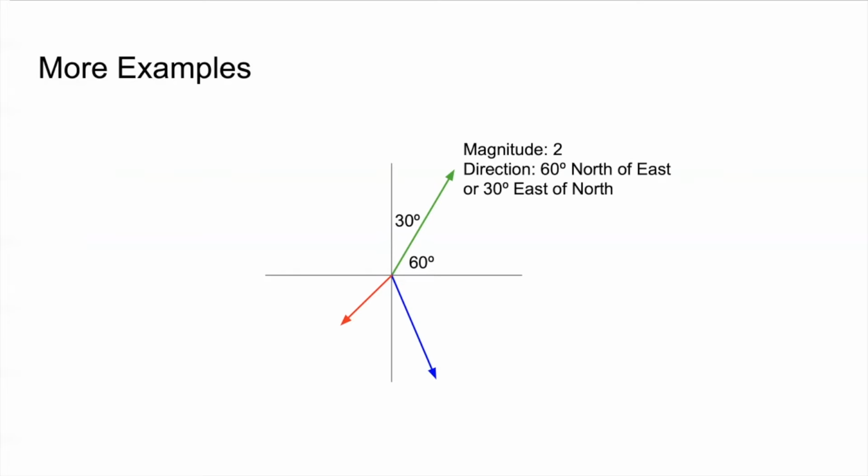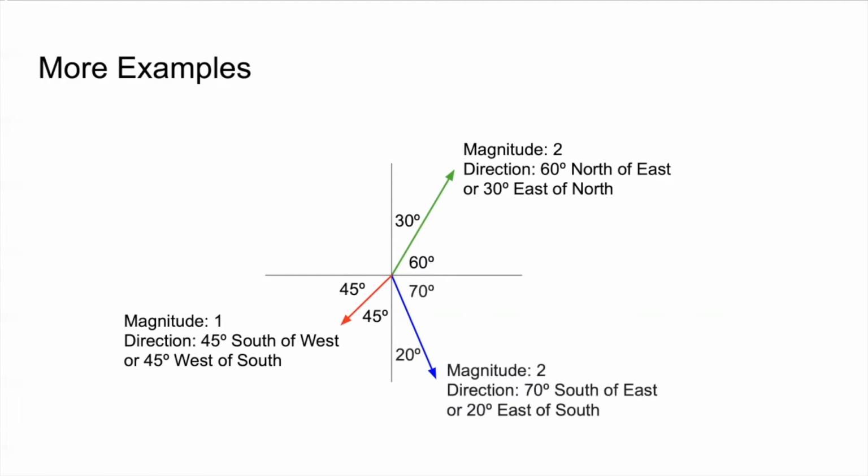So let's take a look at the red vector. It has a magnitude of 1, so it's half as long as the green vector, and the direction is 45 degrees south of west or 45 degrees west of south. The blue vector has a magnitude of 2, so it has the same length as the green vector, and its direction is 70 degrees south of east or 20 degrees east of south.